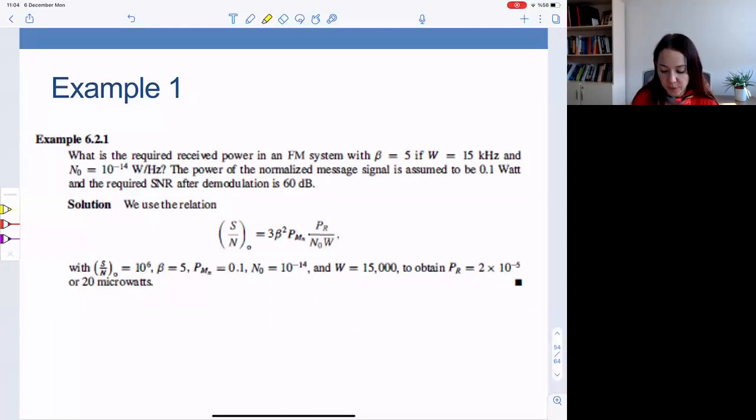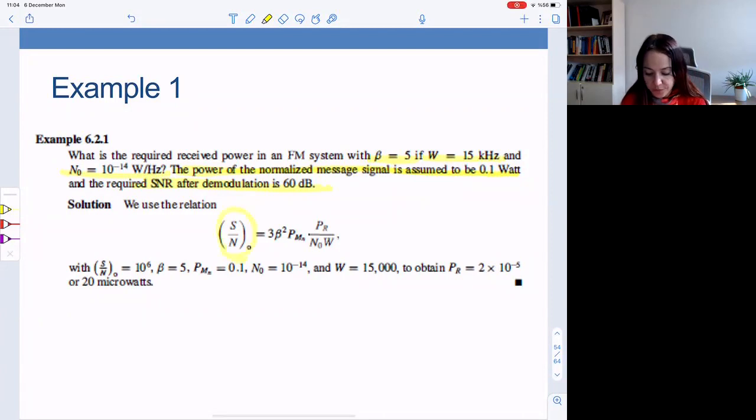What is the required received power in an FM system with beta equals 5 if W is 15 kilohertz and this is the noise PSD, 10 to the minus 14 over 2? Now, the power of the normalized message signal, PM, where the maximum of m(t) is 1, is 0.1 watt, and the required SNR after demodulation is 60 dB. So SNRO is required to be 60 dB.